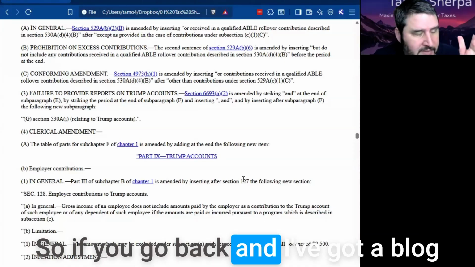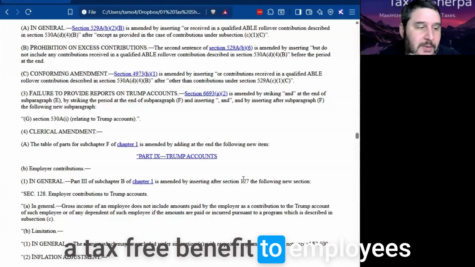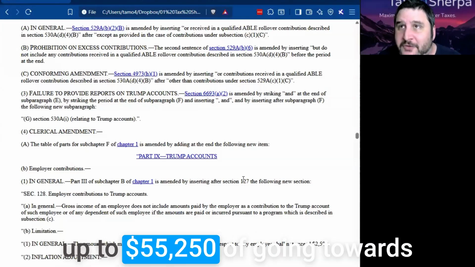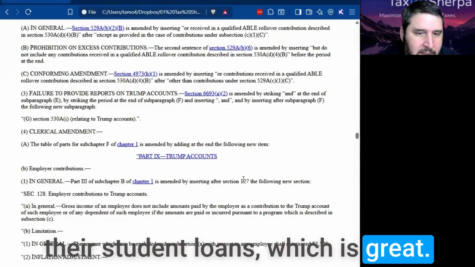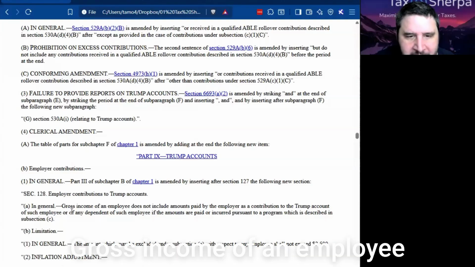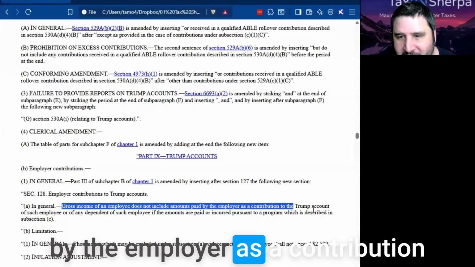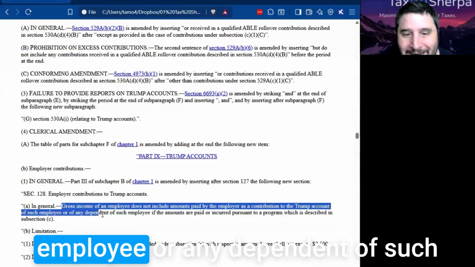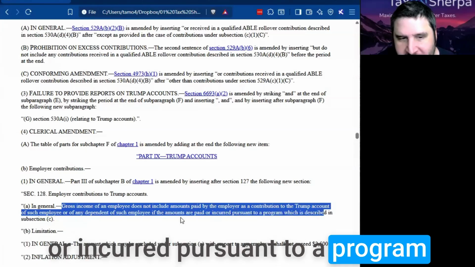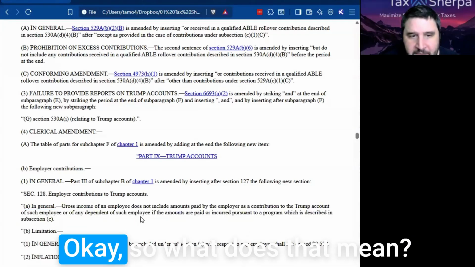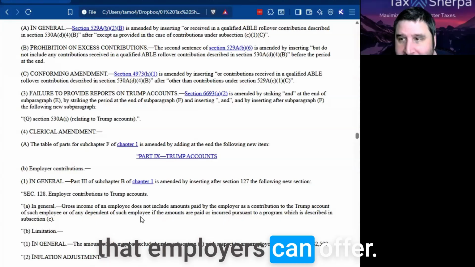So if you go back, I've got a blog article about how you can create a tax-free benefit to employees up to $5,250 going towards their student loans, which is great. But they're adding this now. So gross income of an employee does not include amounts paid by the employer as a contribution to the Trump account of such employee or any dependent of such employee if the amounts are paid or incurred pursuant to a program which is described in subsection C. Okay, so what does that mean? Well, that means that this is a new employee benefit that employers can offer.